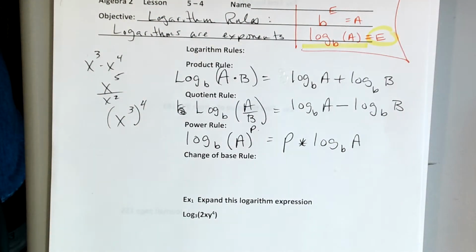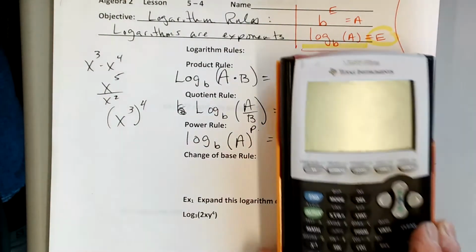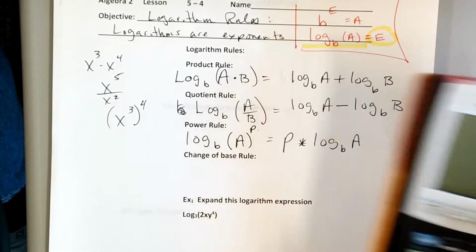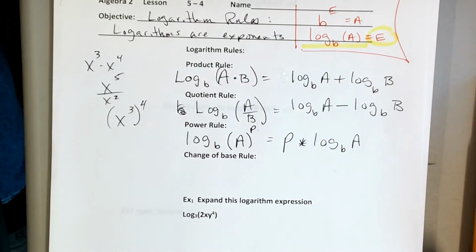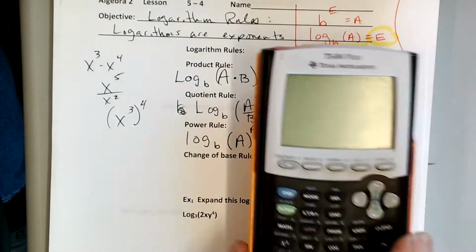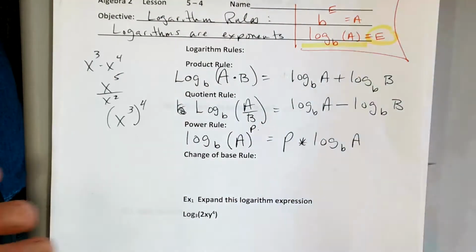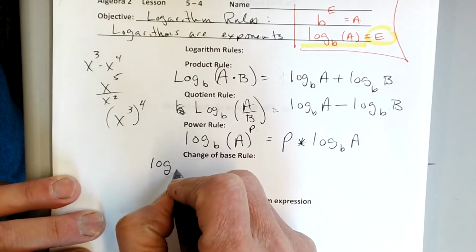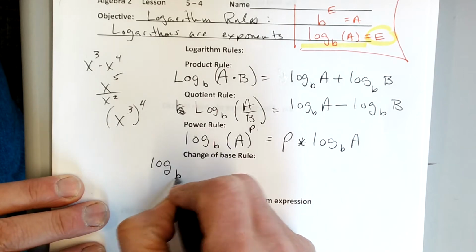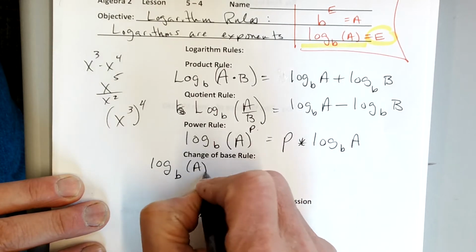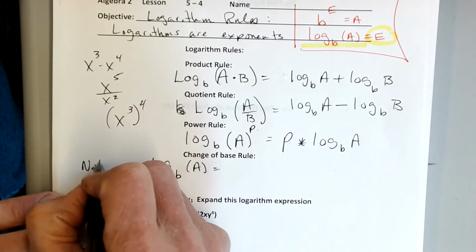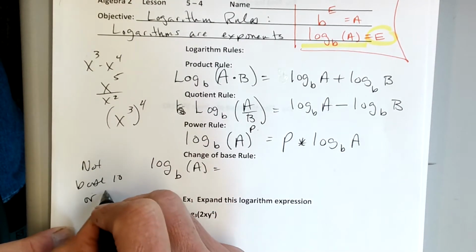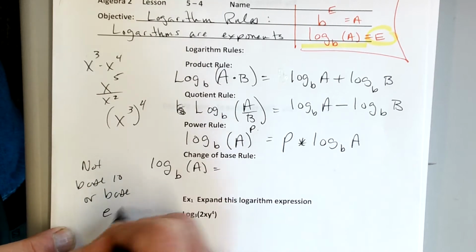Change of base rules. Now, I have a fancy calculator, and my fancy calculator can do any base. Not everybody has a fancy calculator. In fact, if you want to use your phone, it does not have a base changer. So what we can do is this. If we have log base b of a, okay? And this is not base 10 or base e, okay? Right?